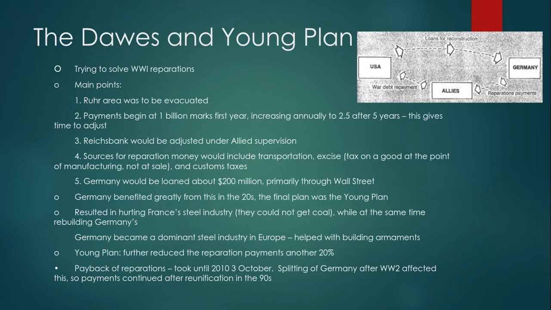Number 5, Germany would be loaned about $200 million, primarily through Wall Street. So that's interesting, right? They're actually being given money by the states. So Germany benefited greatly from this in the 20s. The final plan was then the Young Plan, where we see reparation payments even being reduced by another 20%.